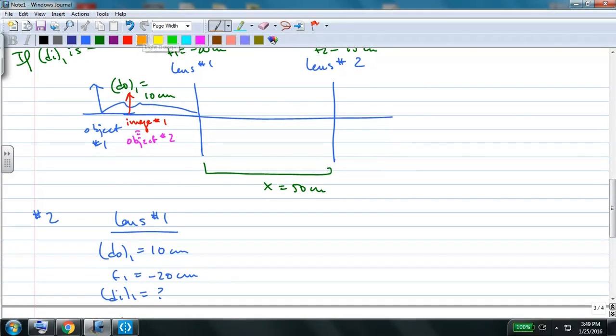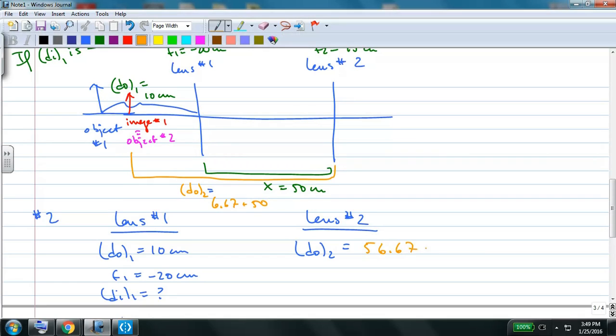So guess what I'll do in orange, guess what my new DO is? It's this distance right here. This is DO2 because it is with regards to lens number 2. So let's put in our lens number 2 information. DO2 is, let's say, it's going to be 6.67 because that's what that number is. So 6.67 plus 50, and that's going to give us 56.67 centimeters. Okay, hopefully that makes sense.